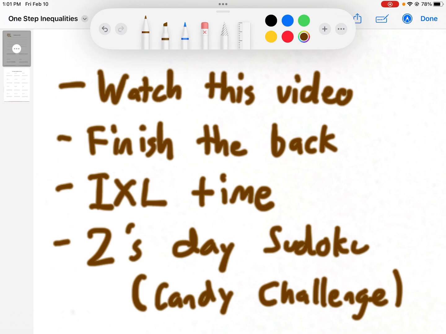Your agenda is right in front of you in brown. You just need to watch this video, finish the backside, work on your IXLs, and if you're done with those, I have a candy challenge linked in the Canvas page that I've set up for today. It's a Sudoku I made last year in honor of Tuesday, February 22nd, being tomorrow.